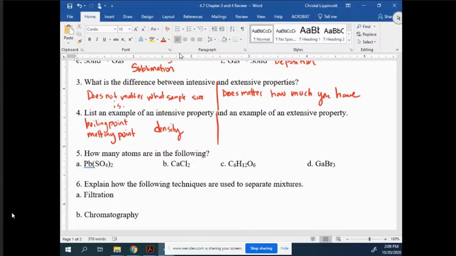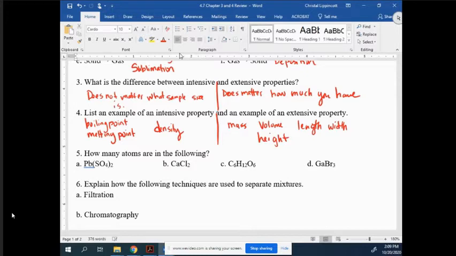Extensive properties, they vary based on how much you have. So mass, for example, if I have 1 milliliter of water, it's going to have the mass of 1 gram. If I have 500 milliliters of water, that would be 500 grams. So that makes a difference how much I have. Volume, length, width, height, all of those are going to be extensive properties.